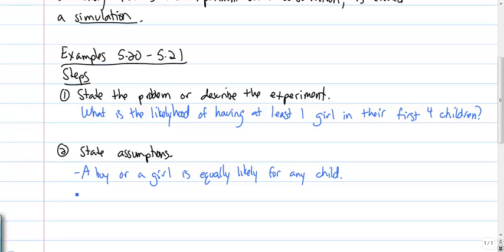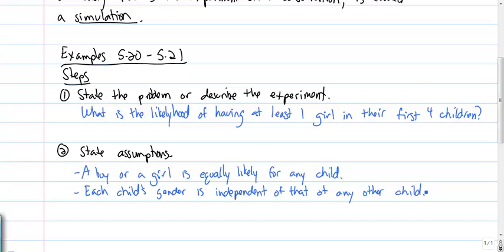And the second assumption we're going to make is that each child's gender is independent of that of any other child. When I say that the gender is independent, that means that the gender of any other child does not influence or change the gender of any other child.